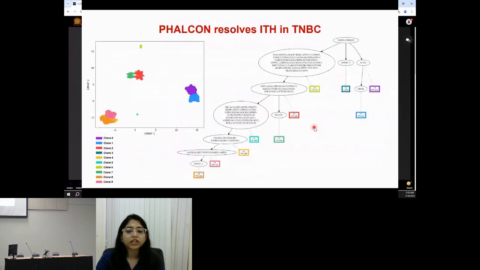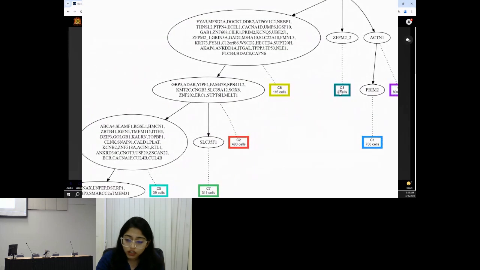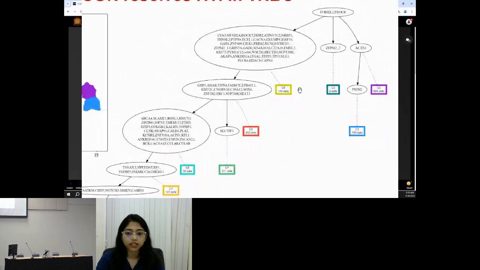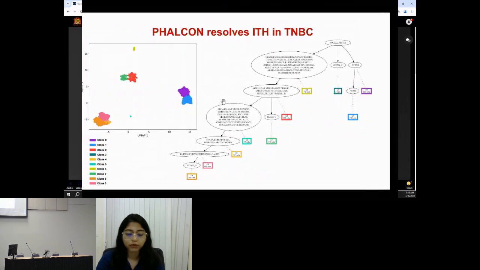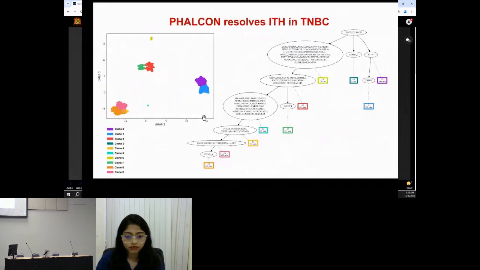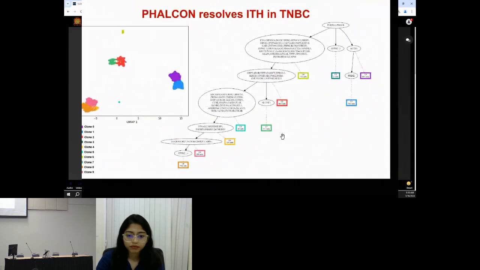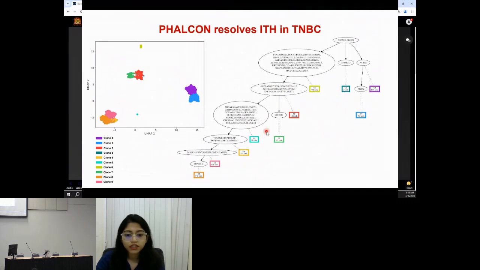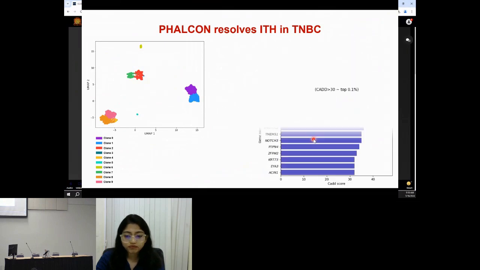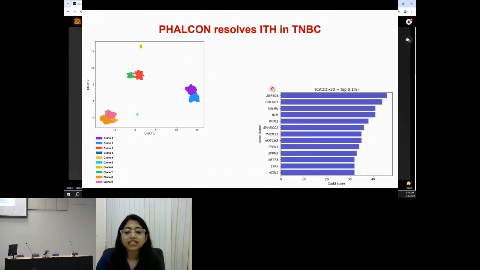PHALCON is able to resolve intertumor heterogeneity in triple negative breast cancer. We are inferring a good clonal substructure, and we are also inferring clones with as few as 2 cells. So basically, that is a testament that we are able to detect the rare subclones as well. And we are also able to infer a rich phylogeny. We are also detecting somatic mutations in many important genes, and they have a high functional impact, as is visible from this diagram.